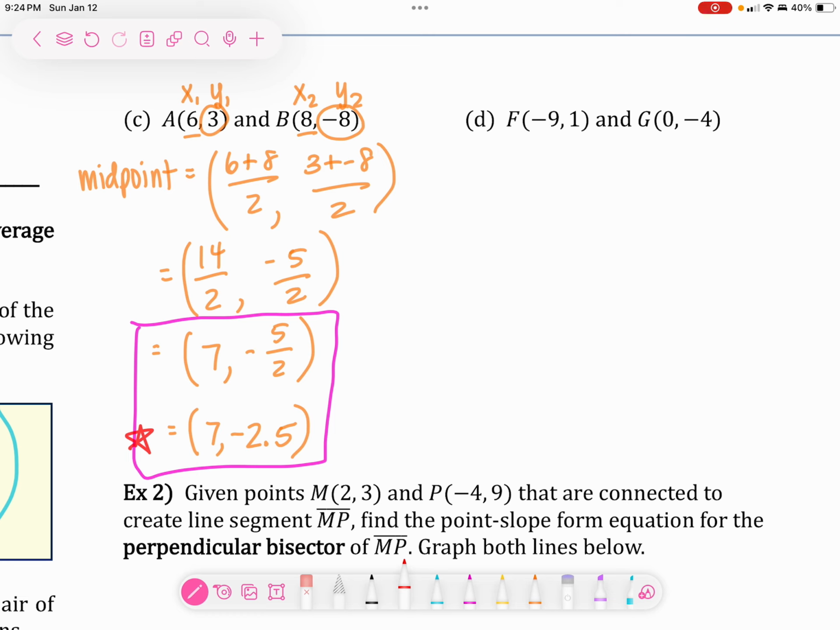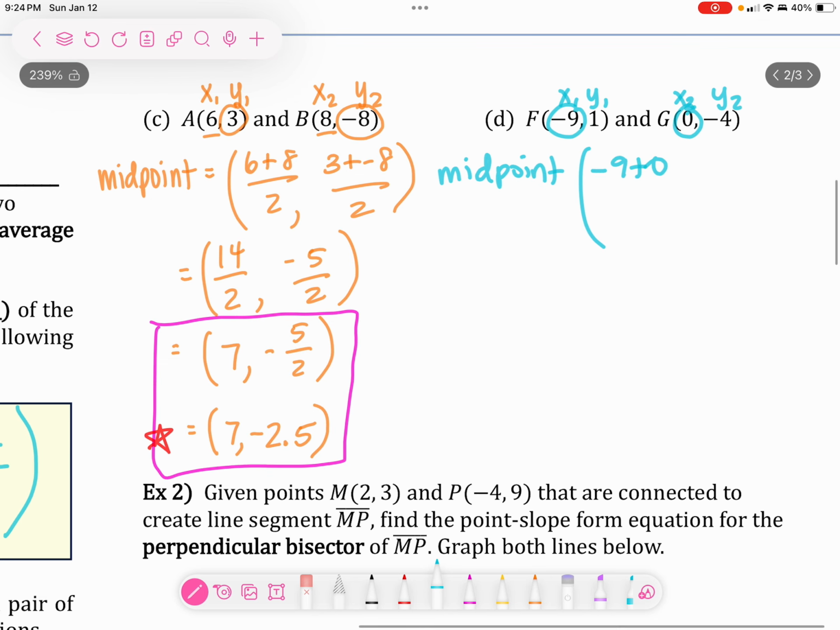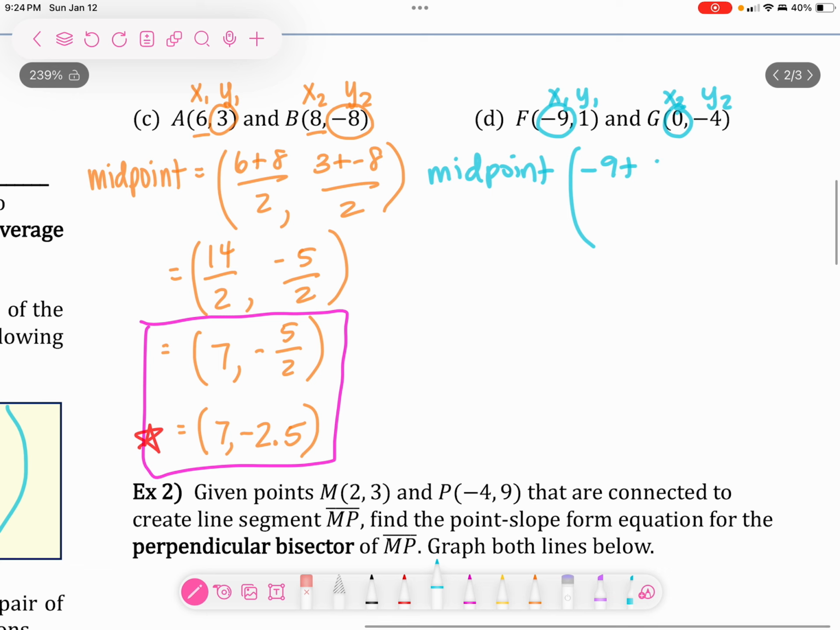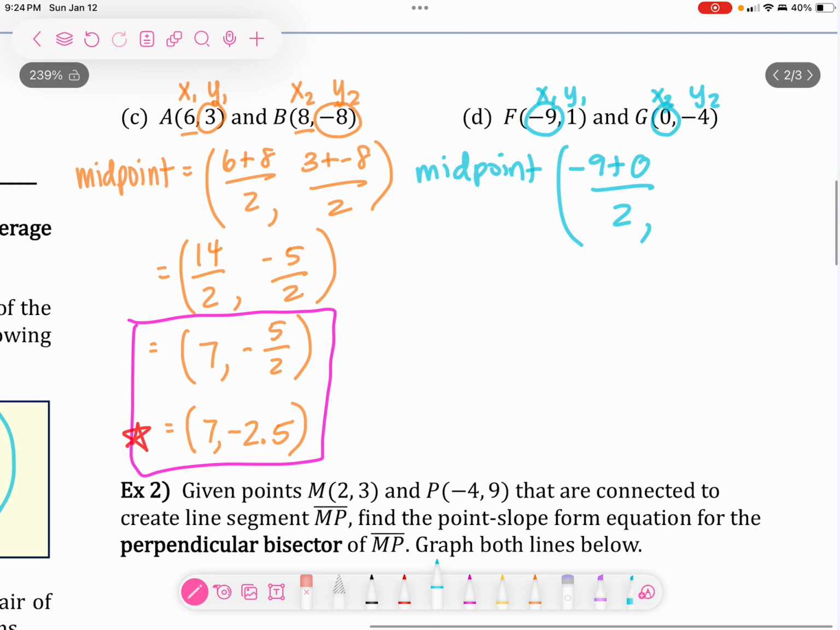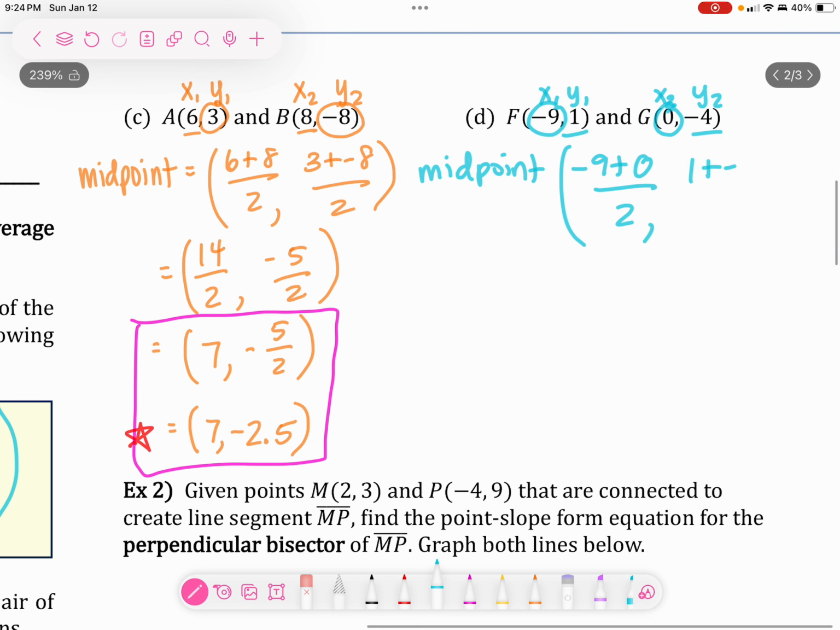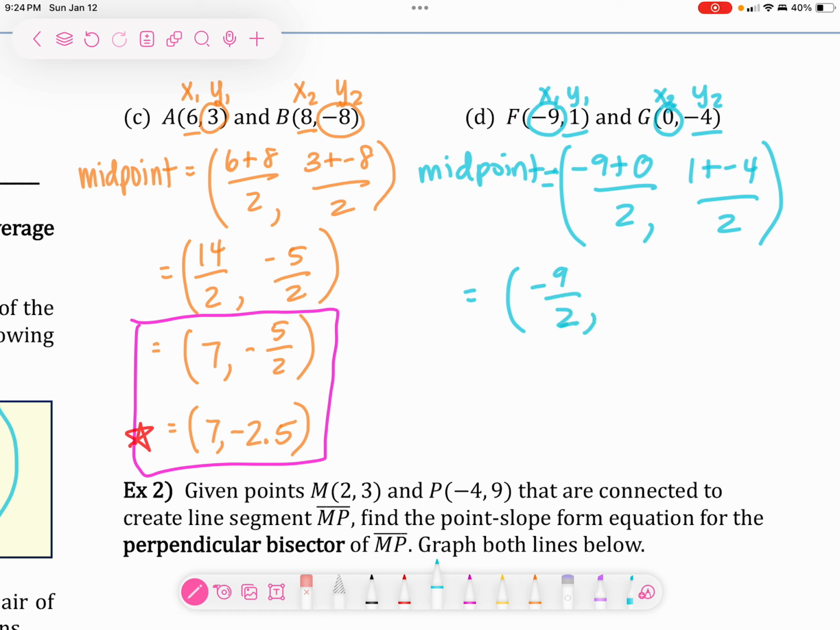Okay, part D, x1, y1, x2, y2. So we have our midpoint as adding the 2 x's, negative 9 plus 0 over 2. Hold on, sorry. Comma, and then add the 2 y's, 1 plus negative 4 over 2. Our midpoint ends up being negative 9 halves, comma, negative 3 halves. Neither of which are going to divide to a whole number.